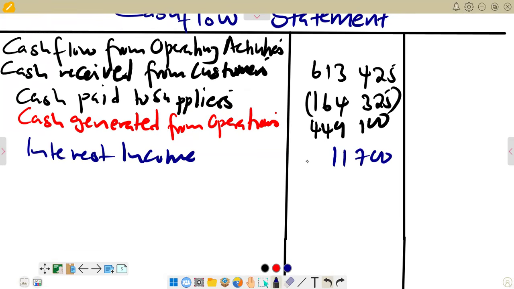And then we are going to show it as a positive because it's an inflow of cash. Remember, in the cash flow statement, we show actual movements of cash in and out of the business. So when cash is moving in the business, we show it as a positive. When it's moving out, it's a negative. So in the case of interest income, we are receiving, so we show it as a positive.